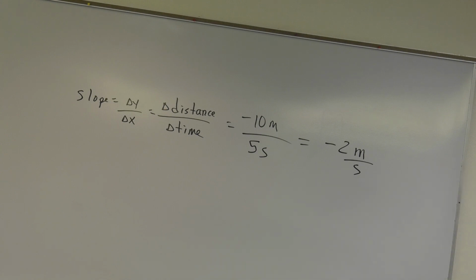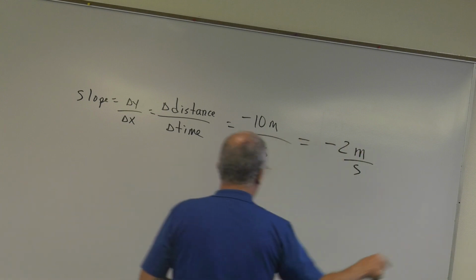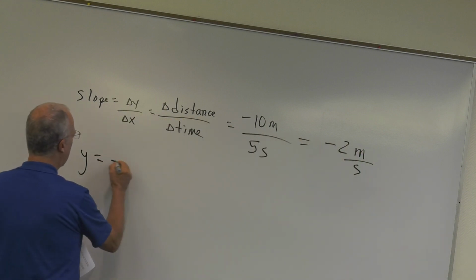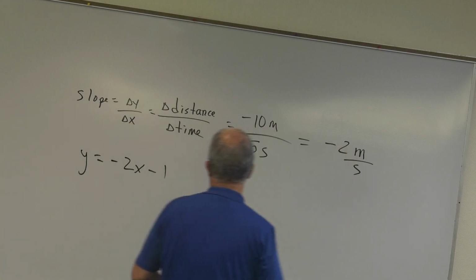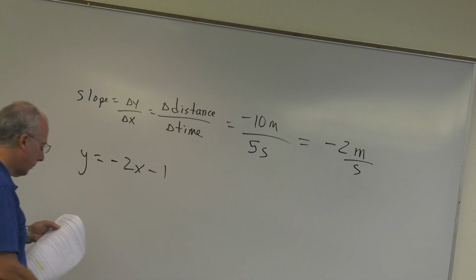And here's what Excel gives you. You tell Excel to give you the equation of the line, and it gives you this. You just look at this and see the slope is minus 2, but remember, it has to have units, minus 2 meters per second. So again, Excel gives you negative 2x minus 1. That's the equation of the line.